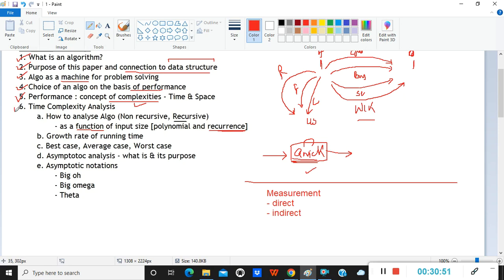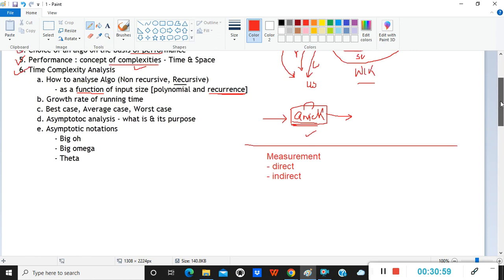Now moving to the next part, time complexity analysis. How to analyze an algorithm? We have two different types of algorithm. One is non-recursive and another is recursive. Recursive we will tell later. Today we will not cover recursive because time will not permit. That is a separate day problem. Today we will discuss non-recursive algorithms. What do you mean by non-recursive algorithm? It means the algorithm where the recursive function call is not present.